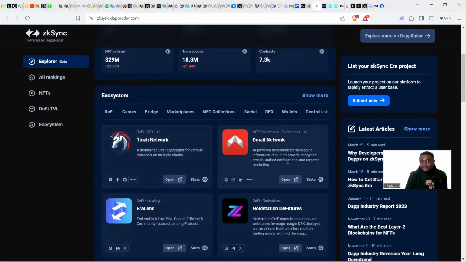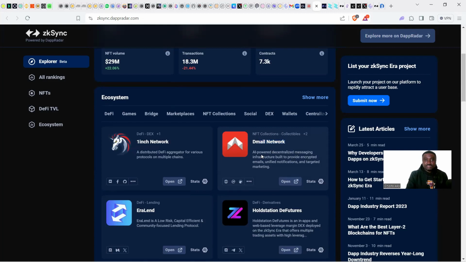This is D-Mail, which is a high-powered decentralized messaging infrastructure. With D-Mail, you can send a message to any MetaMask, to any Ethereum wallet address, just like you're sending a normal mail. You can initiate a mail from this platform to your Gmail. I know of Gmail because I've used Gmail. So this helps you to send messages in a decentralized way. I'm talking about D-Mail, and this is associated with Zksync.